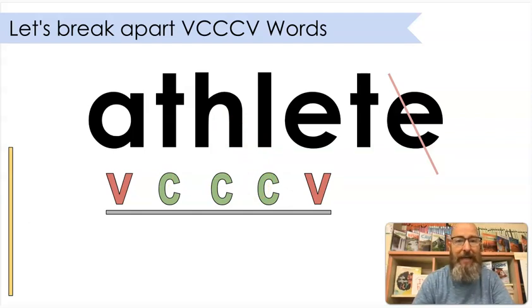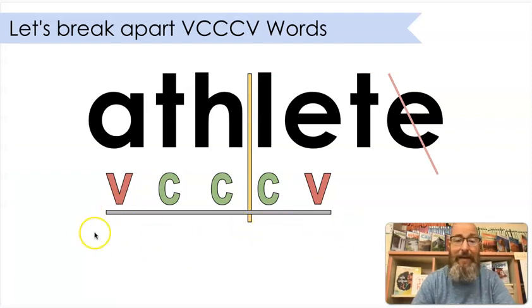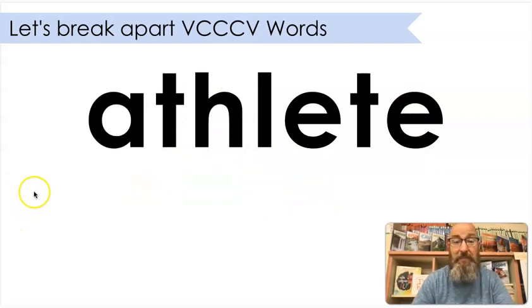Now, as I'm looking at it, I see a digraph here. Now, if I follow the rule that says don't break apart digraphs, I know I'm going to have to put my line here. Although we also know that we usually put it here behind the first consonant. But because we learned that we keep blends and digraphs together, I'm going to try it here just to see if it works. Let's see if it works. Athlete. Athlete. It works. So I'm glad I kept that digraph together. So if I read that word by itself, what is it? Athlete.